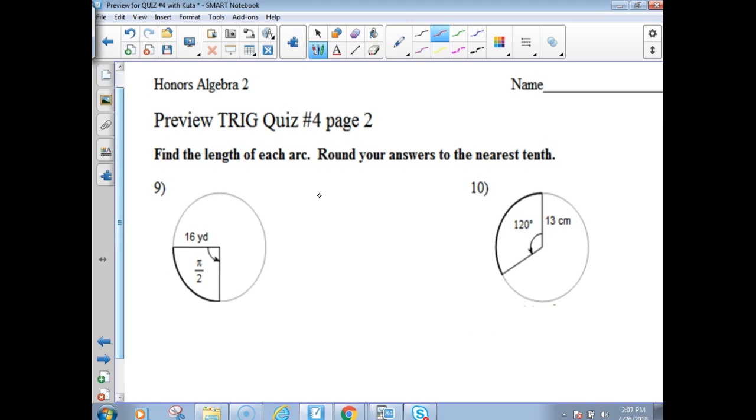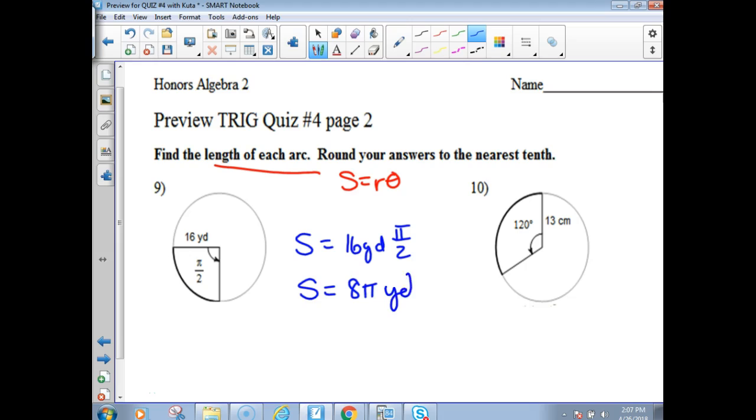All right, next page, number 9. Easy problems here, I hope. Find the length of each arc. S equals r theta is the formula, where theta must be in radians. Pi over 2 is radians, so S is equal to 16 yards times pi over 2 radians. Type 16 times pi over 2, or just write 8 pi yards. If you did that in decimal form, it is 25.1 yards.